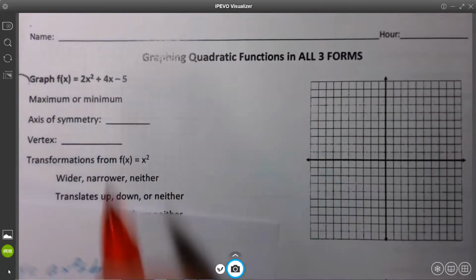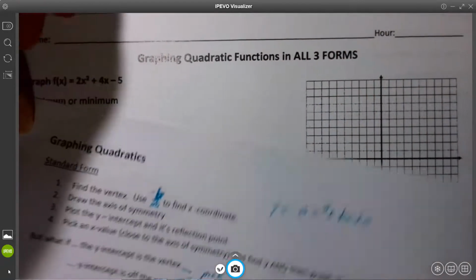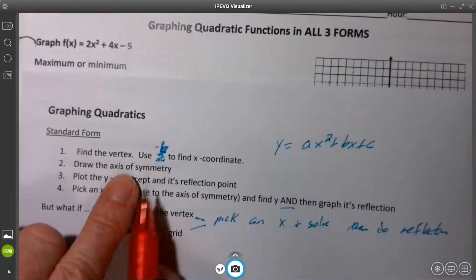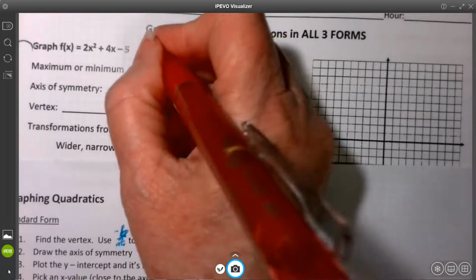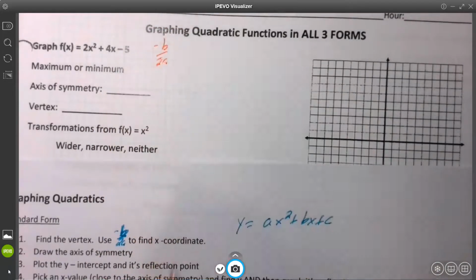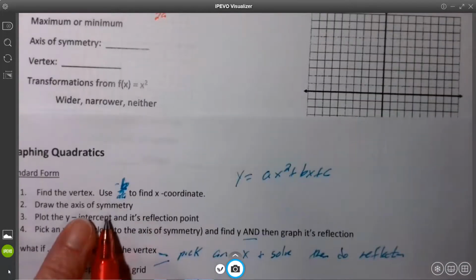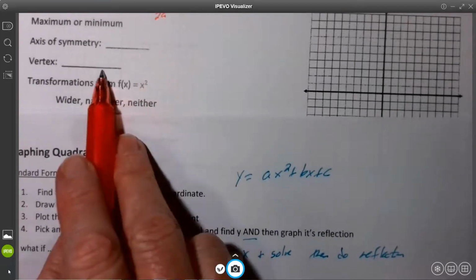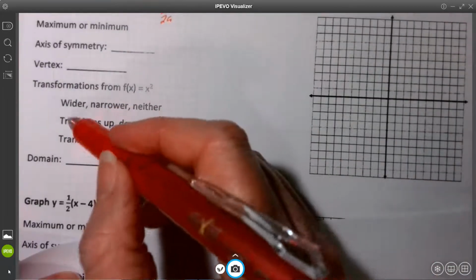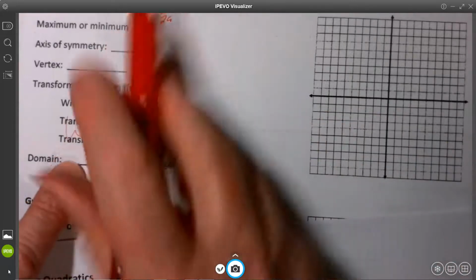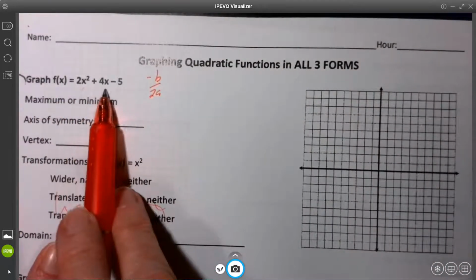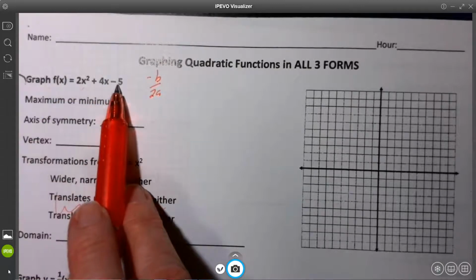Okay, this one's standard form. So for standard form, look at your steps. You're going to find the vertex. Use -b over 2a. Okay, so we're going to use -b over 2a to find our x-coordinate of our vertex. And we're going to find the axis of symmetry. This is really helpful. This not so much so. Okay, because translating is only helpful if you can actually see how it translates. This one we can't do that right now.